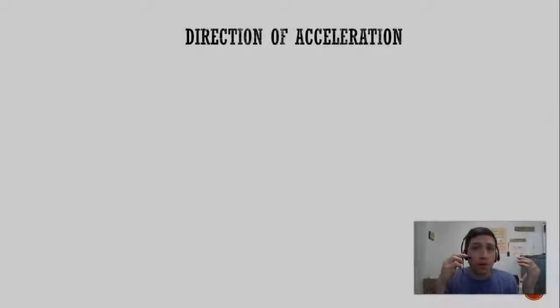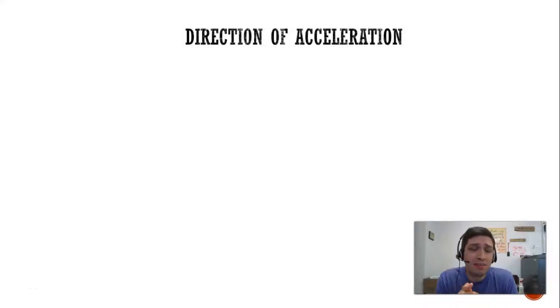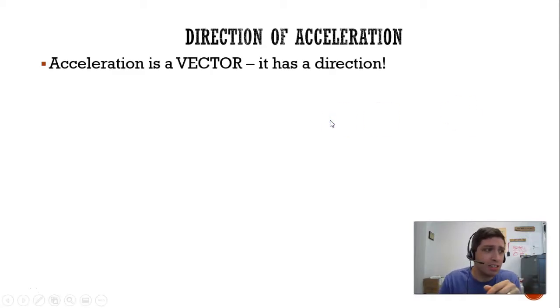Okay, so let's go a little bit farther with acceleration. We need to talk about the direction of acceleration. And that may sound a little funny at first, but remember that acceleration is a vector. Remember, vectors have both magnitude and direction. So acceleration does have a direction, but be careful. A lot of people don't understand exactly what that means.